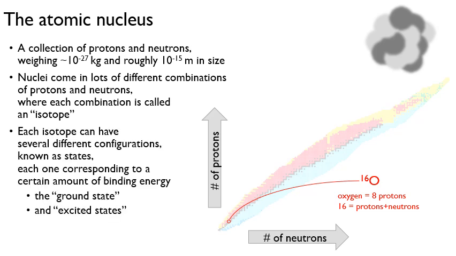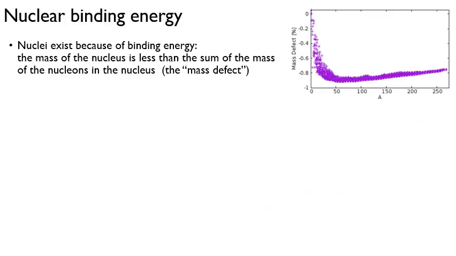Each individual isotope, for instance oxygen-16, can have several different configurations. These are known as states, and each one corresponds to a certain amount of nuclear binding energy. So there's a ground state, and then you also can have many excited states of nuclei. So the nuclear binding energy, what is this? Well, it's basically what causes a nucleus to exist in the first place.